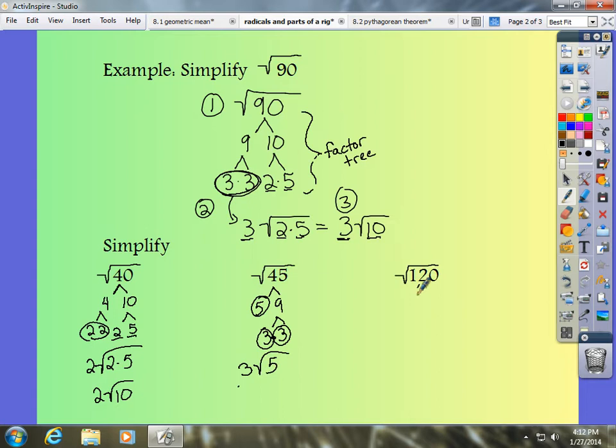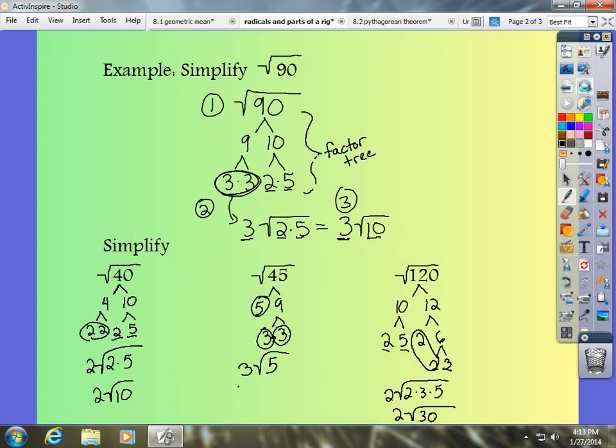120. 10 times 12. 10 is 2 and 5. 12 is 2 and 6. 6 is 2 and 3. Notice we have this pair of 2's here, but the 3, the 2, and the 5 stay inside. So I have 2, my pair outside, and 2 times 3 times 5 on the inside, which reduces down to 2 times 3 is 6 times 5, so 2 times the square root of 30.